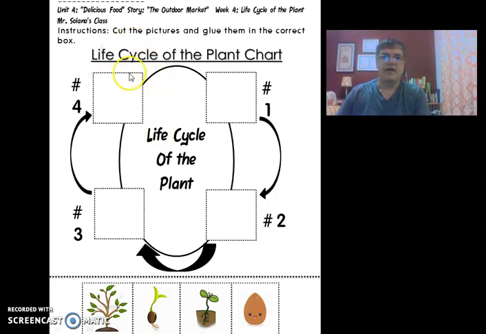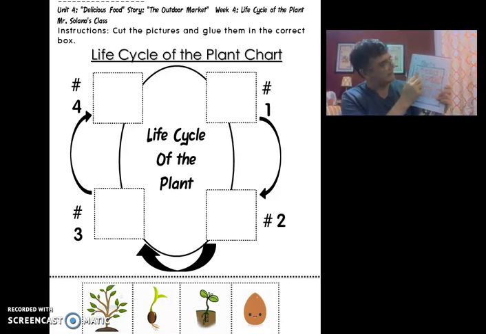Okay, so we have here the title, because remember the title is the name of the activity, and it says, life cycle of the plant chart, because this is actually a chart, and I added some numbers so it's easier for you to find it, and we have 4 pictures. So the first thing we're going to need when the plant is going to grow is the seed, number 1.